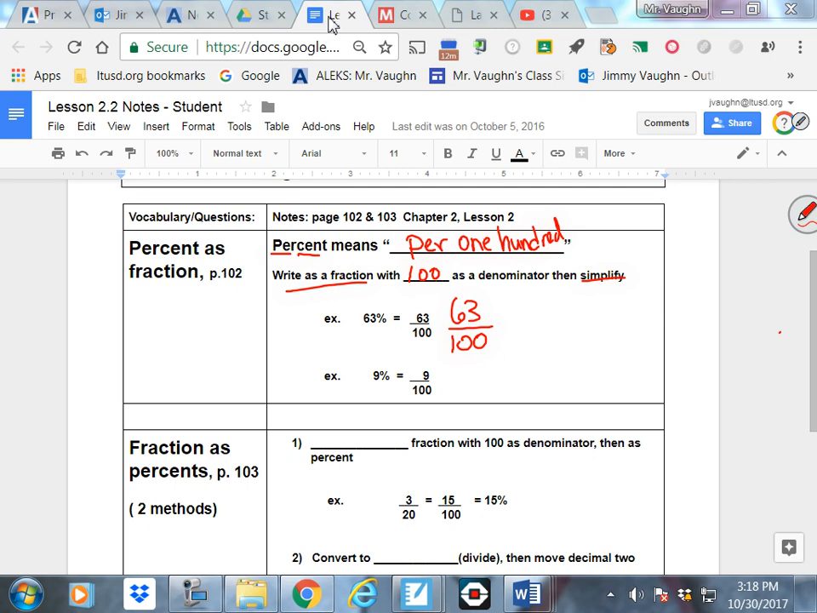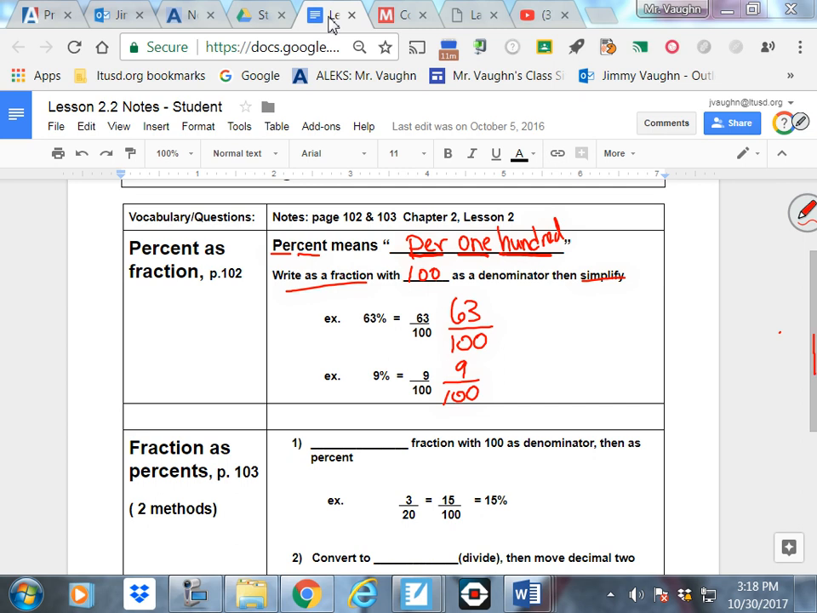People oftentimes get confused if it's a single digit, like 9%. They want to go 90 out of 100. That is not correct. 9% means 9 per every 100. It means 9 out of 100, so that would be 9 out of 100. Don't make the mistake of making that into a 90. Okie dokie, that's percent into fraction. Pretty simple. Don't forget to simplify when you're done.